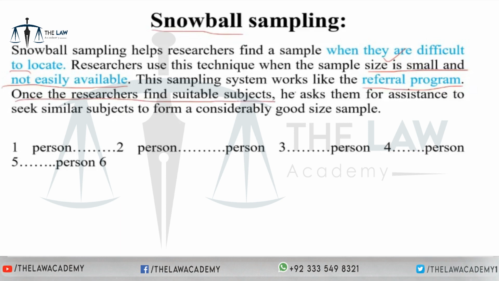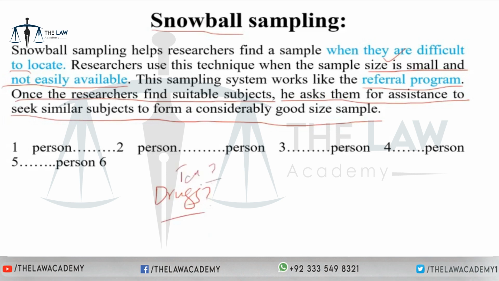Once the researcher finds a suitable subject, he asks them for assistance to seek similar subjects to form a considerably good sample size. So what kind of studies require snowball sampling? Studies like, if you want to collect data regarding drugs, who takes drugs? Now, that's a very difficult question. You don't know. You don't have any person who is known or officially known.